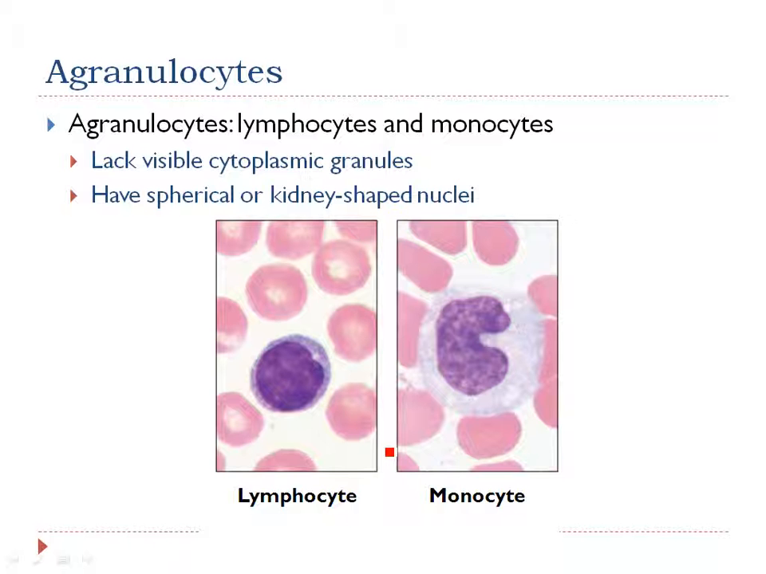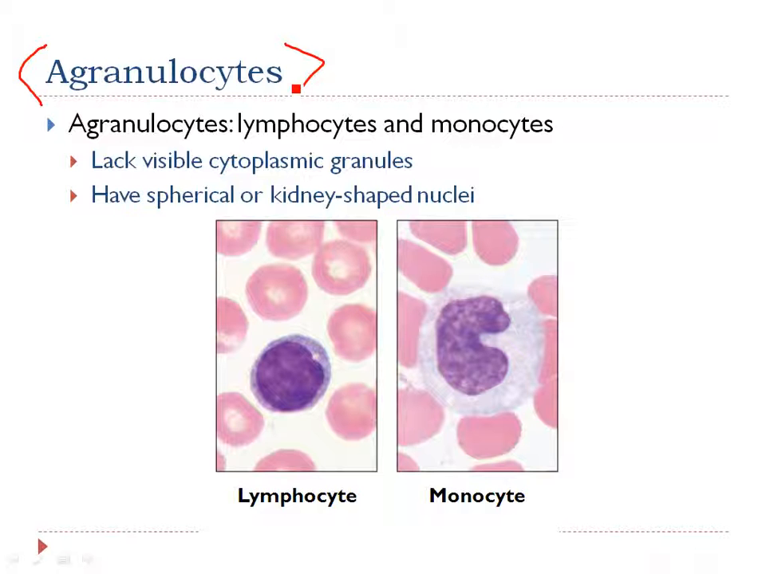Okay, so those were your three types of granulocytes: neutrophils, basophils, and eosinophils. Now let's briefly talk about your agranulocytes. So these are also white blood cells. They also originate in the bone marrow. If you're a healthy individual, you will make appropriate amounts of these cells depending on your needs.